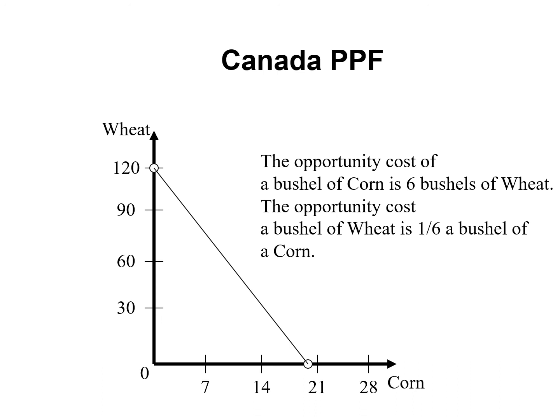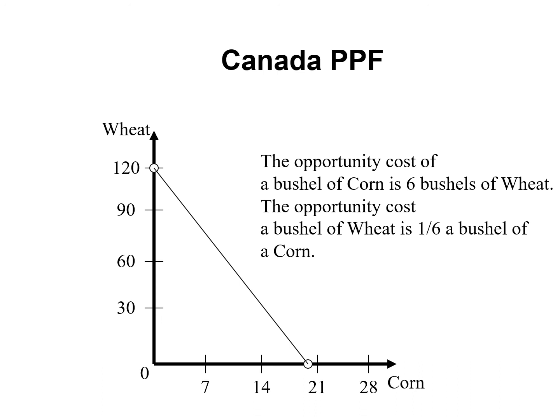120 over 20 equals 6. It's important for students to note, when calculating opportunity cost, whatever product you are getting, put that on your denominator. Whatever product you're giving up, put that on your numerator. In this case, Canada forgoes 120 bushels worth of wheat production to increase corn production by 20 bushels. Therefore, the opportunity cost of each bushel of corn is 6 bushels of wheat. Remember, this cost remains constant along the curve.